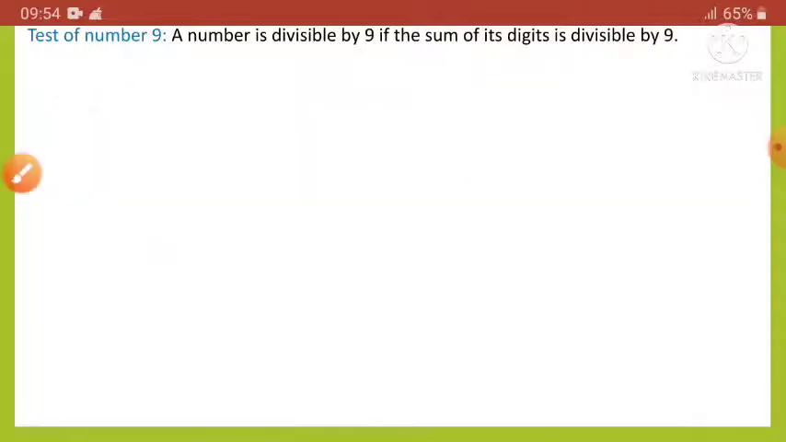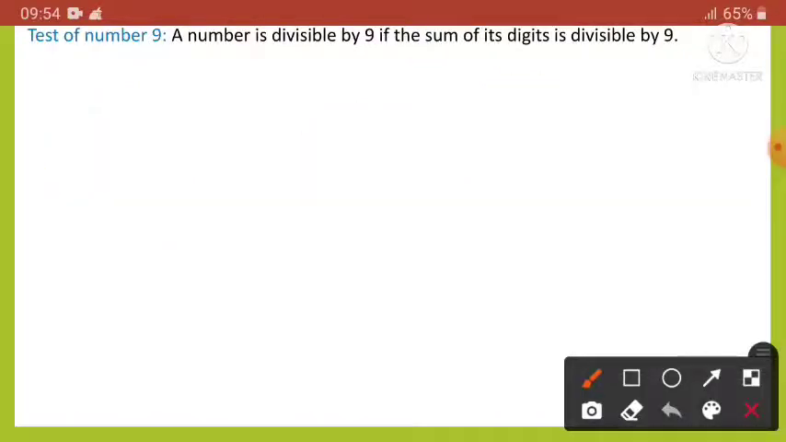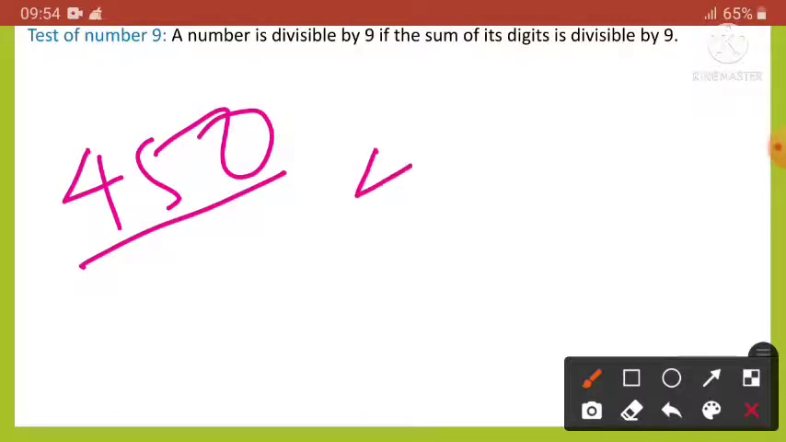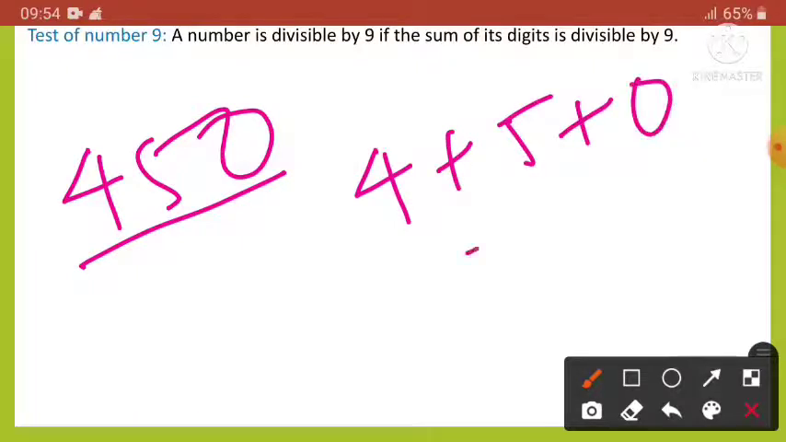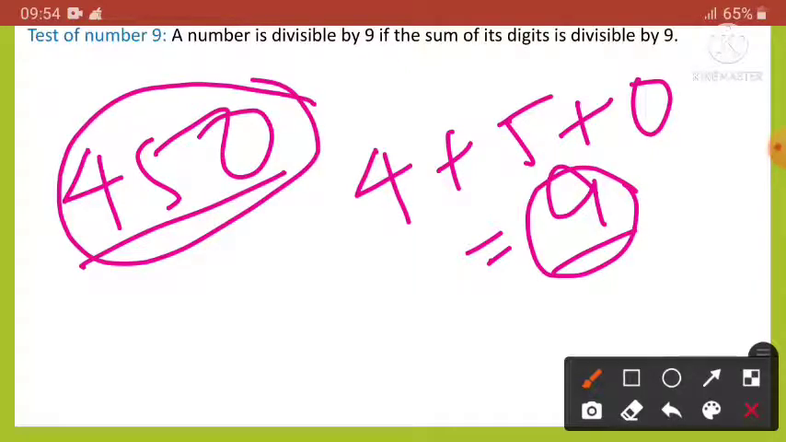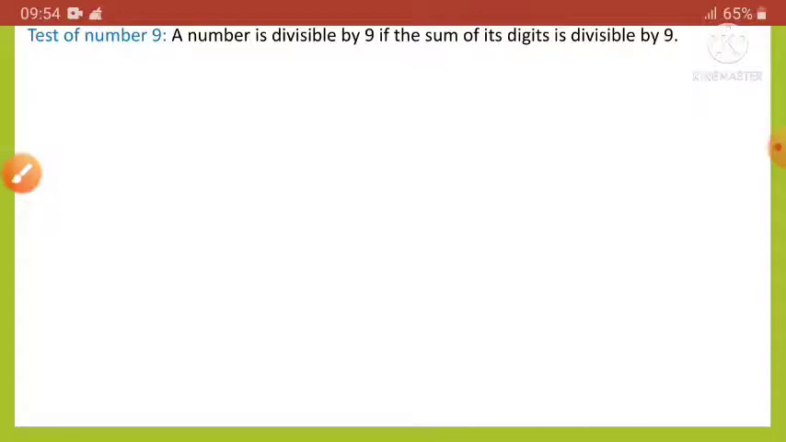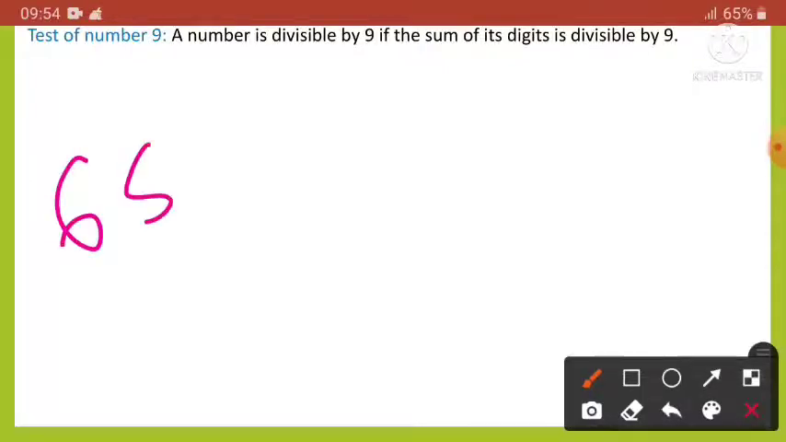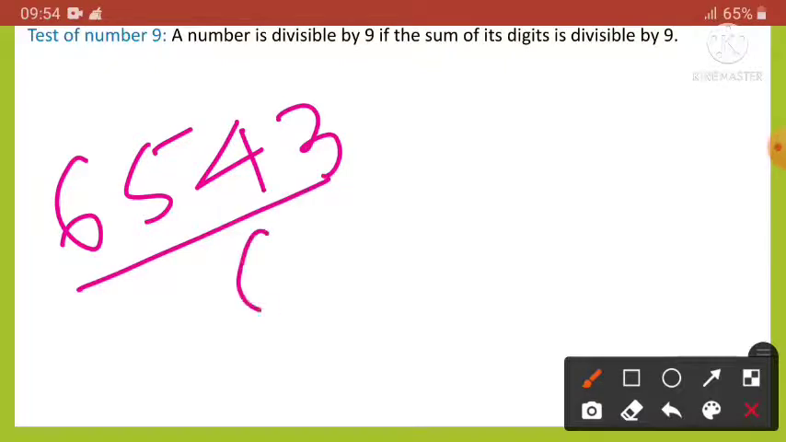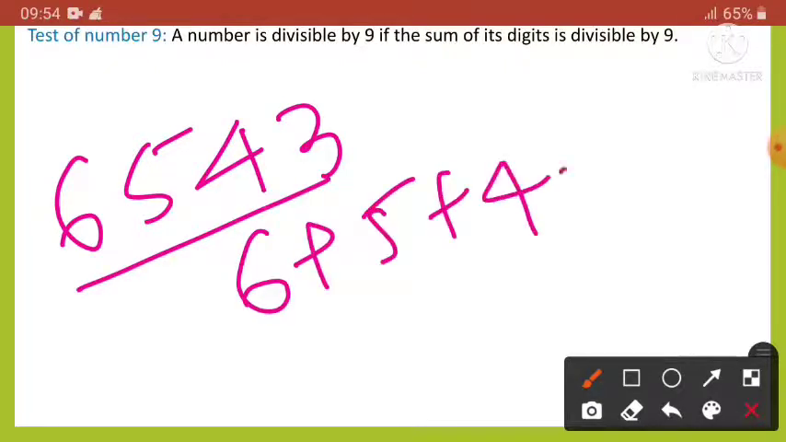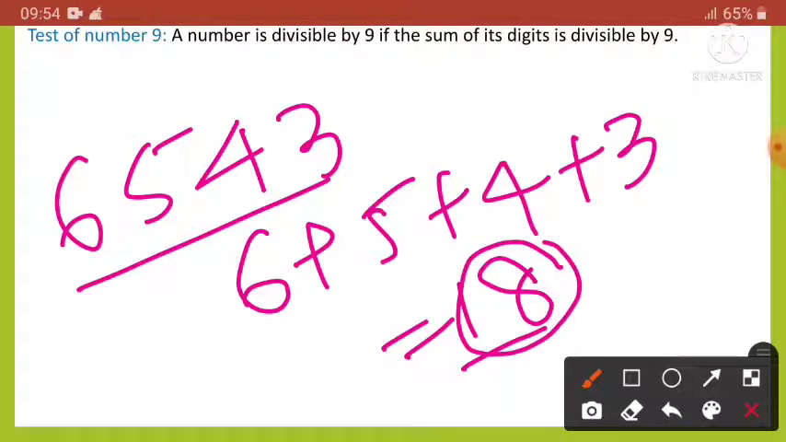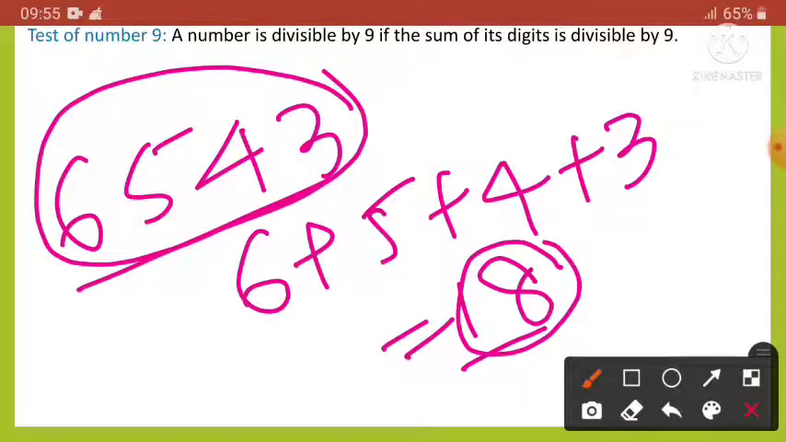If I take another number, suppose 450, now add those digits, so we get 9. We know 9 is divisible by 9, so we can say that 450 is divisible by 9. If we take another number, suppose 6543, we have to add those digits. If we add them, we get 18. So 18 is divisible by 9, then we can say that the whole number 6543 is divisible by 9.